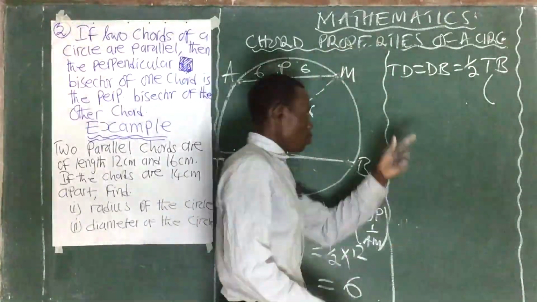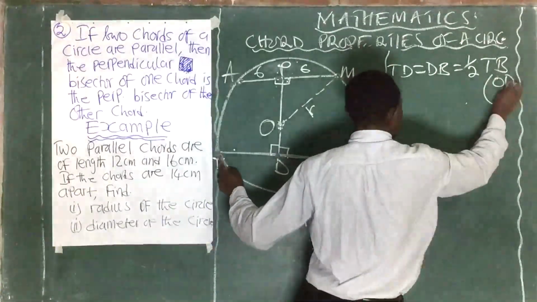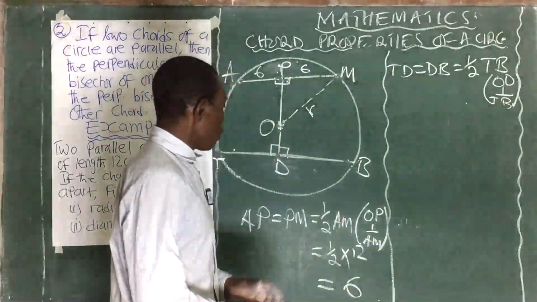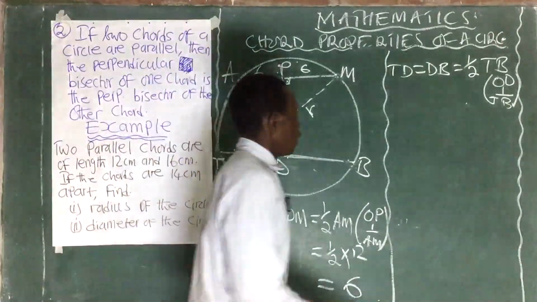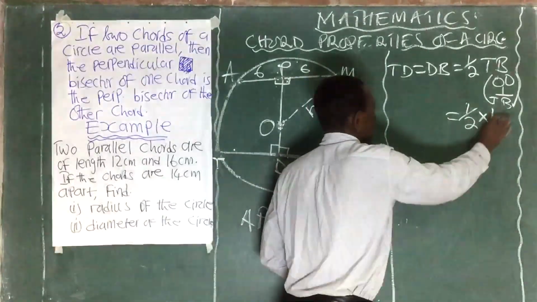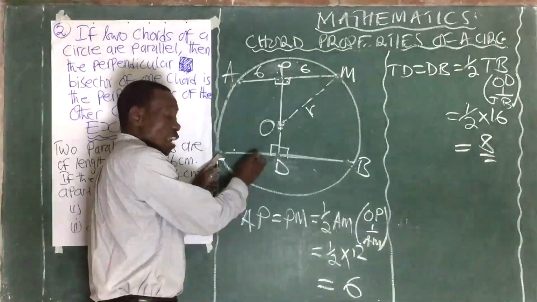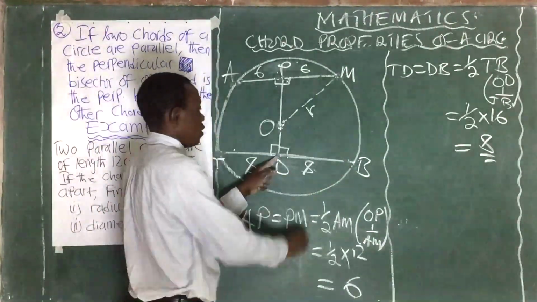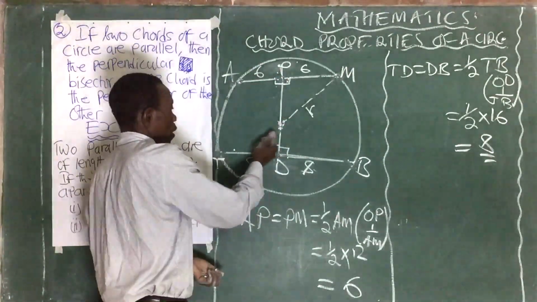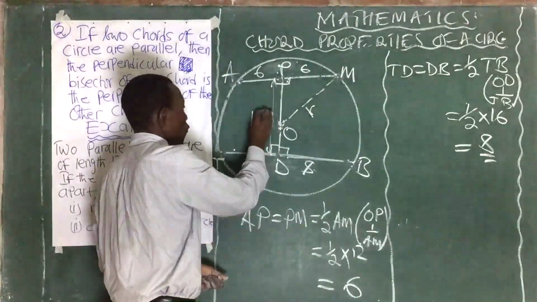Reason, I'll write it here because of space: the line OD is perpendicular to TB as such. Right, so look at that. Now, what follows then? It means TD, which is half of TB, is half times 16, and the answer we get is 8. So it means the distance from here up to that is 8, and from here up to that is 8. Right, but now the distance from here up to here is 14. So let me write my O somewhere here, and from here up to here we are given 14.